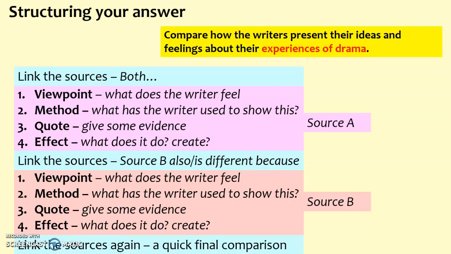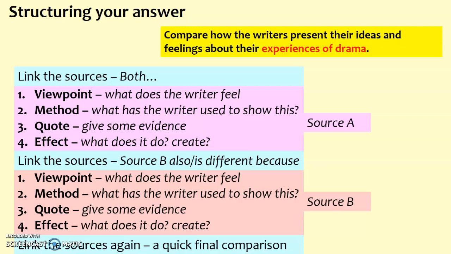Then focus on source A. Pick out the viewpoint. What does the writer feel? Name a method that they use to show this. If in doubt, imagery, but I have put together videos which have got language and structure methods on this playlist, so if you're in any doubt, watch one of those. Make sure you give some evidence which proves it, so if you said the writer uses imagery, give me a quote with that imagery inside of it. And finally, move on to talk about the effect of that method that you've chosen. This is all still the same paragraph.